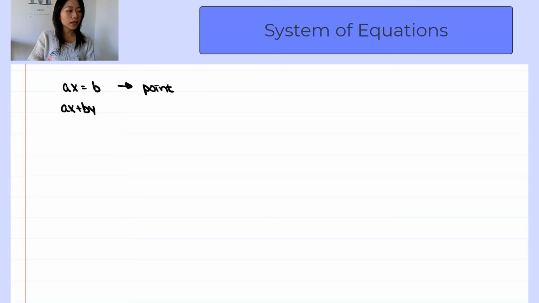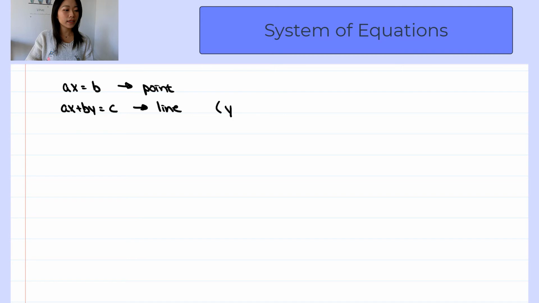Now let's see the problems geometrically. An equation with one unknown, let's say ax equals b, is a point in space. We can solve for x: x is b divided by a, which is a point in space. And if we have ax plus by equals c, we have two variables, x and y. This will form a line.